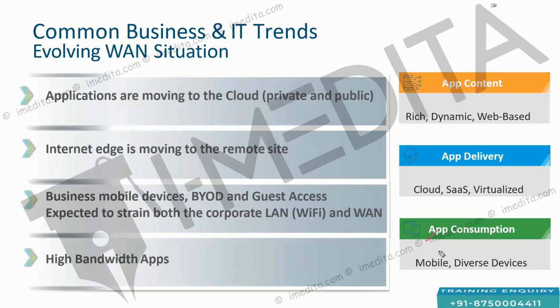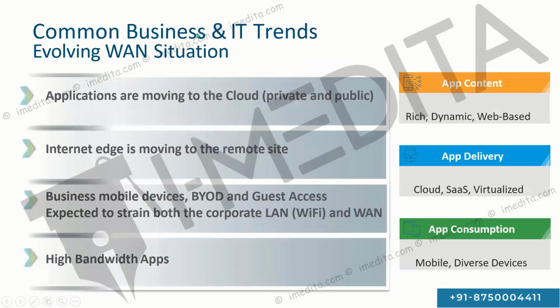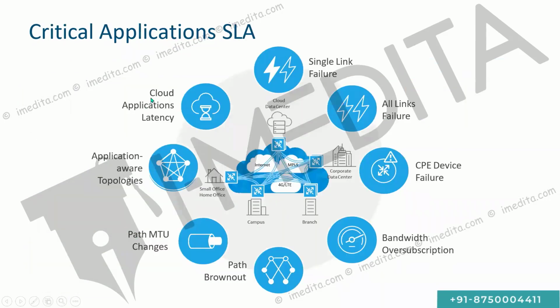Applications are consumed not only by mobile devices, but by other diverse devices as well: mobile phones, tabs, desktop computers, servers, and all. So how is your modern day WAN going to deal with these challenges? These are some common business and IT trends in an evolving WAN situation. And then there are some critical concerns: let's say you are running some very business critical application in your production environment.